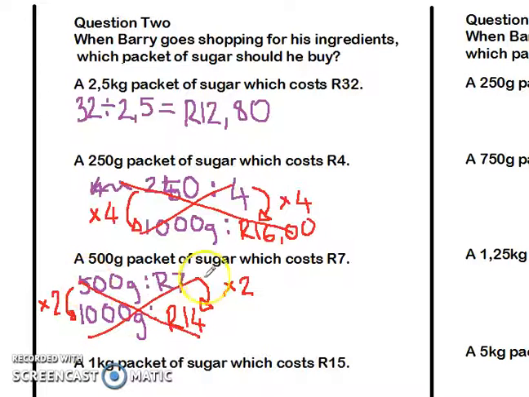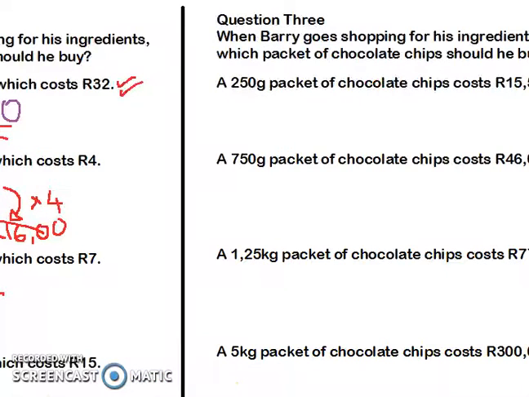Once again, it might be cheaper than the option above, but it's still not great in terms of this price. Now the last one, we have 1 kilogram of sugar costs 15 rand. But up here we have 1 kilogram of sugar costs 12 rand 80. So this one is also not as great. So the best option is the first option. 2.5 kilograms is 32 rand.